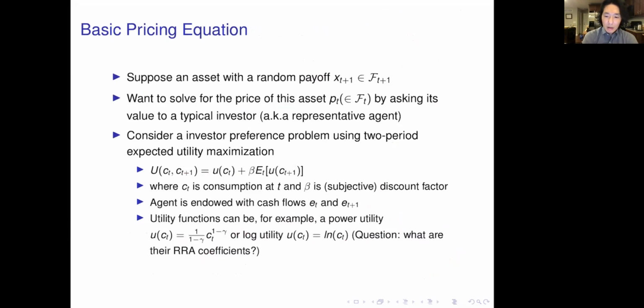Now we will assume that this payoff is of course random. In other words, this payoff xt plus 1 is not known in time t. In other words, this is not included in time t information set, but it is going to be included in time t plus 1 information set, which is Ft plus 1. And we want to solve for the price of this asset, Pt. And the price is known today. That's the reason why it is included in the Ft information set. By asking its value to a typical investor. What do we mean by the typical investor? That's also known as the representative agent, the average or the typical investor in the economy. Here, AKA stands for also known as. Okay.